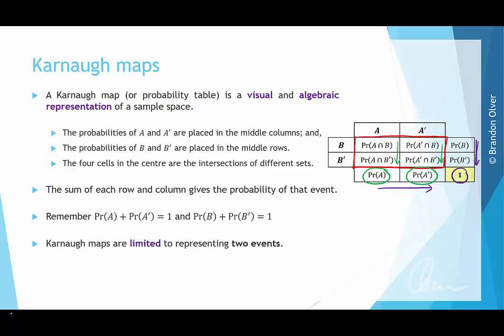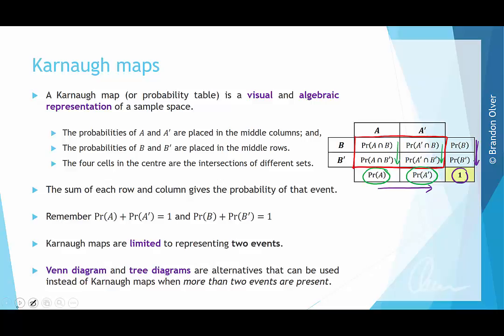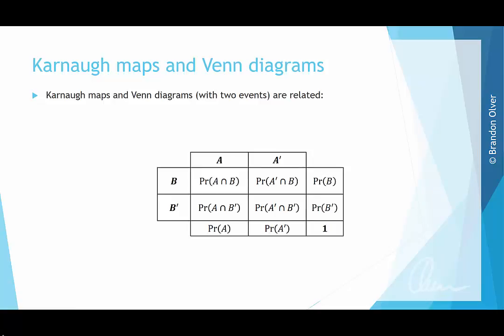Finally, just to note that Karnaugh maps are limited to representing two events. If you want to represent more than two events, we can use Venn diagrams and tree diagrams as an alternative. Next, we're going to explore what the intersections mean for the Karnaugh map.